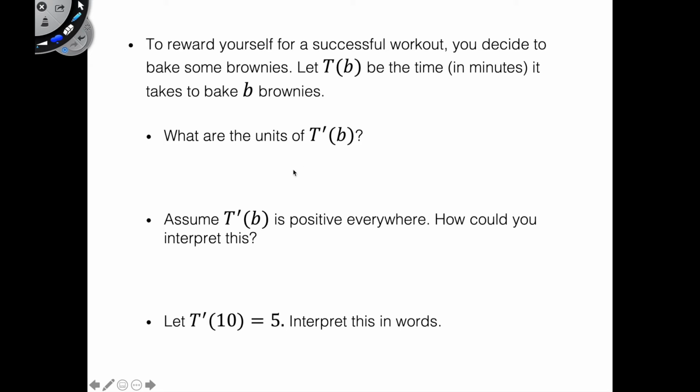All right, next question here. To reward yourself for that successful workout in the previous problem, you decide to bake some brownies, right? And so now we're going to let T of B, this function T of B, be the time in minutes it takes to bake B brownies. First question, once again, is what are the units of T prime of B?